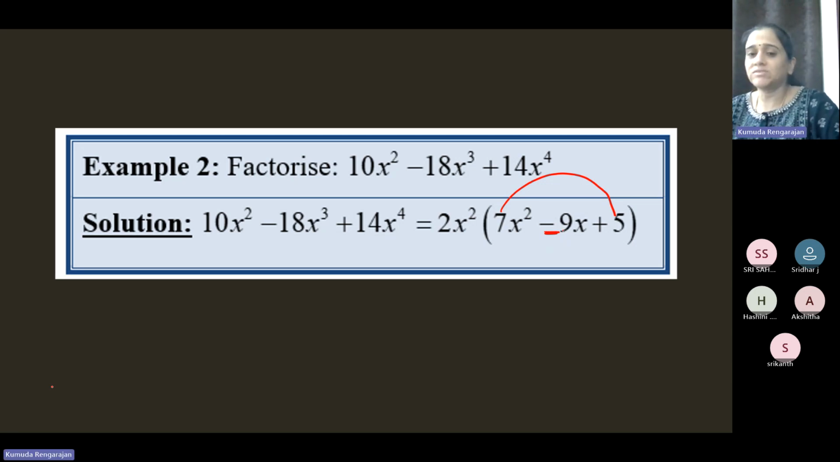This cannot be done. What is the sum? Minus 9. What's the product? 7 into 5, 35. There are no two numbers, I'm talking about integers, that give you minus 9 as the sum and 35 as the product. But when you come to higher classes, yes, you will learn how to factorize this also.